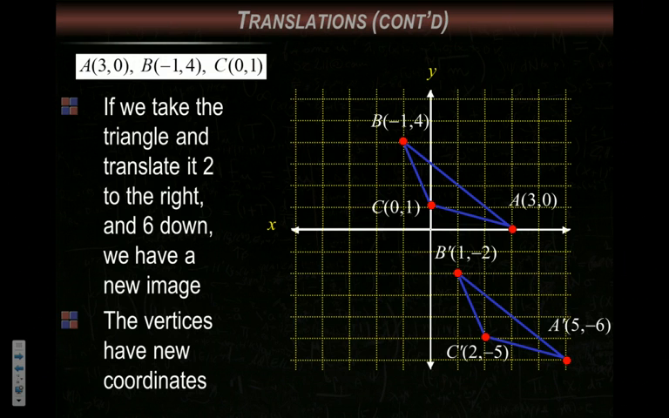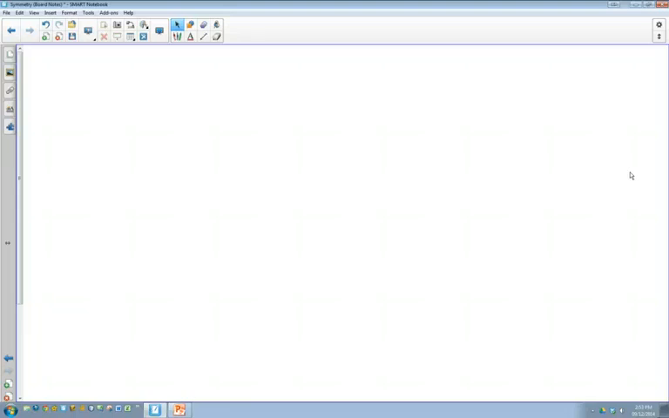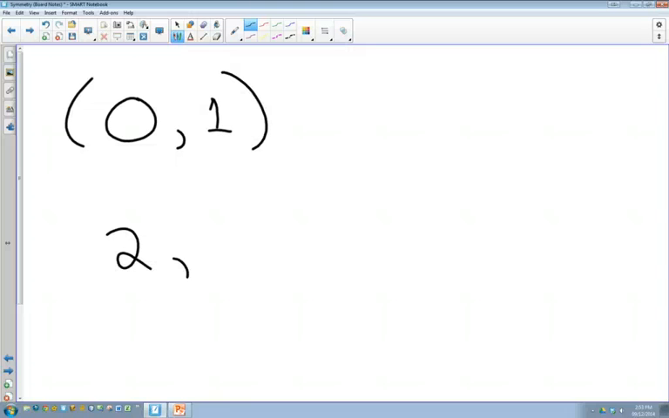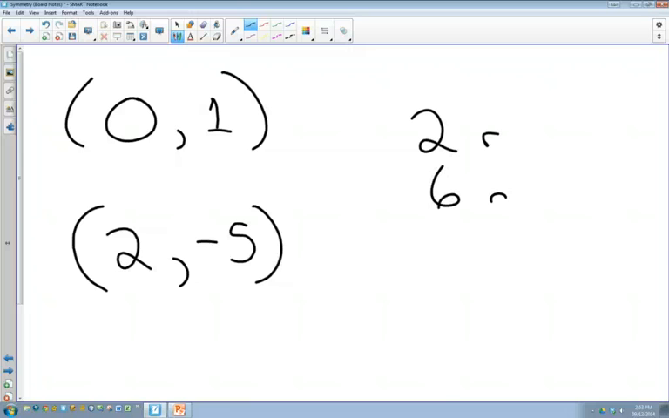Okay? Now, let's take a quick look at what just happened there. It went from spot 0, 1 to spot 2, negative 5. That's what the change was, right? Went from these two coordinates to these two coordinates. What did I say the change was going to be? I said 2 to the right and 6 down. Can anyone see a relationship between these two numbers and what's happening here? Tynan. That's exactly right. I added 2 and I subtracted 6 to do that.